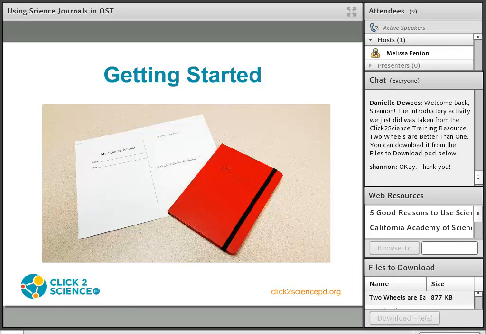So depending on what will work best in your program, there are suggestions for setting up and organizing science journals on both the California Academy of Sciences site and the Foss website. Links to both sites are in the web links pod, and if you are interested in getting this set up, please check out these 2 resources that we have found for you.